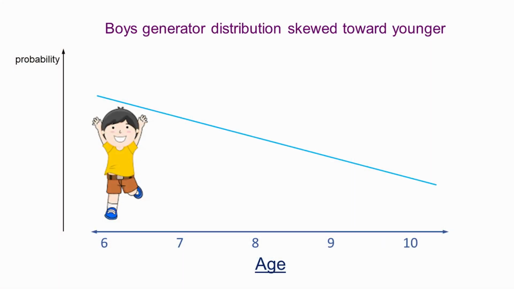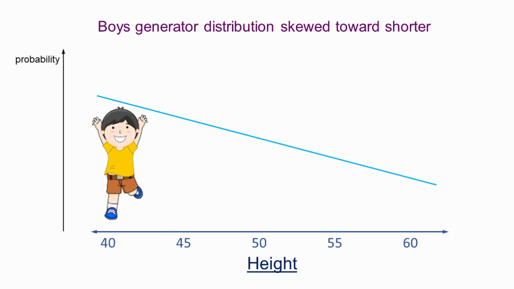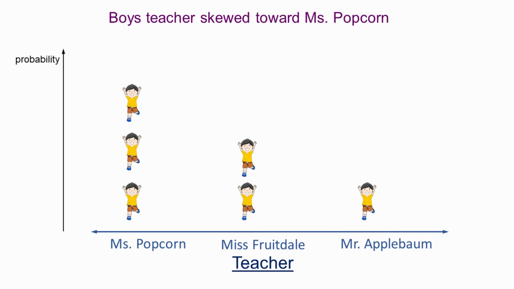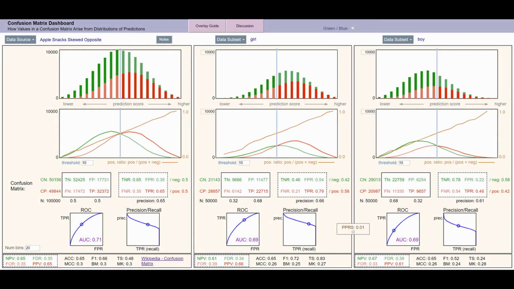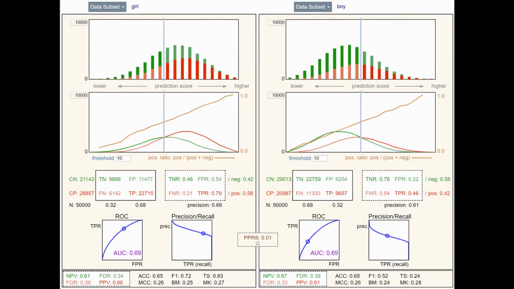Then for boys, we'll skew in the opposite direction. We'll suppose that, for whatever reason, at this school the boys are younger and shorter, they more likely end up in Ms. Popcorn's class, and they tend to have turtles and fish as pets. As a consequence, boys tend toward preferring other snack. Is it unfair that in this particular made-up school, girls tend to like cats and dogs while boys like turtles and fish? That would be hard to argue. We're just making up this data. Some real schools might have kids with these attribute distributions.